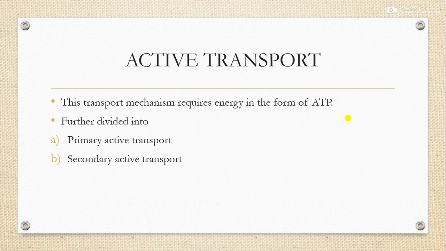The next very important one is active transport. This transport mechanism requires energy in the form of ATP. So active transport is an energy dependent process. That means if any drug has to be actively transported through the membrane, it requires expenditure of ATP. The active transport process is divided into two types: primary active transport and secondary active transport.